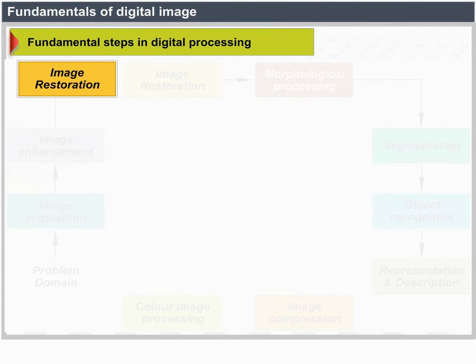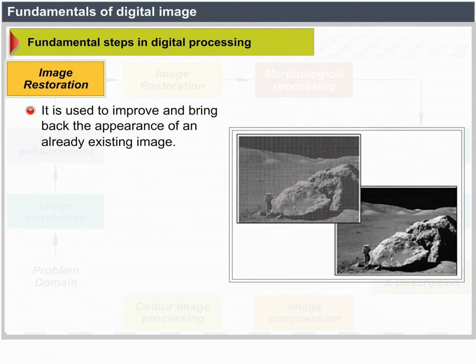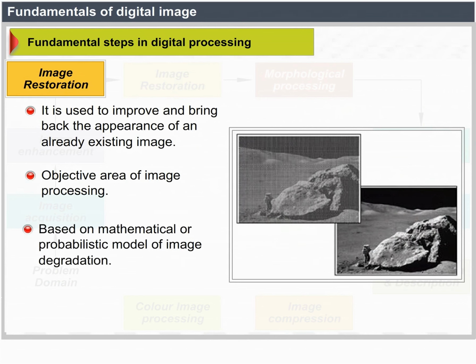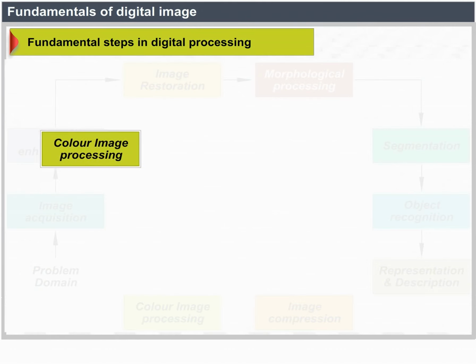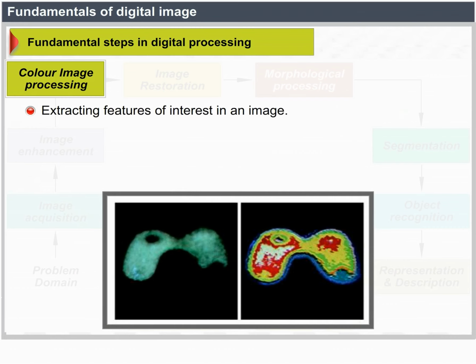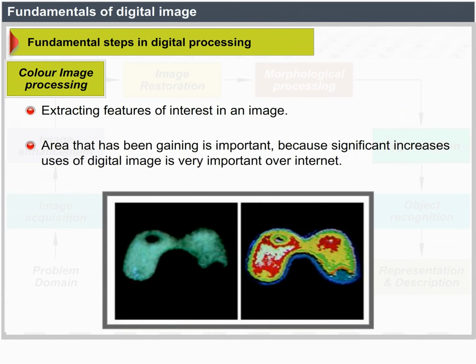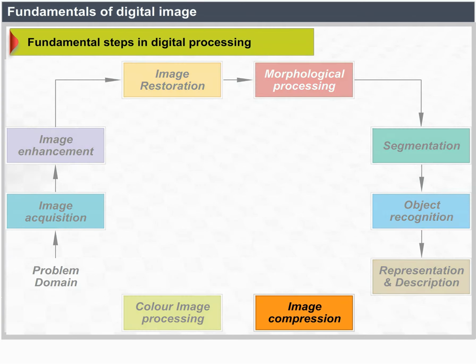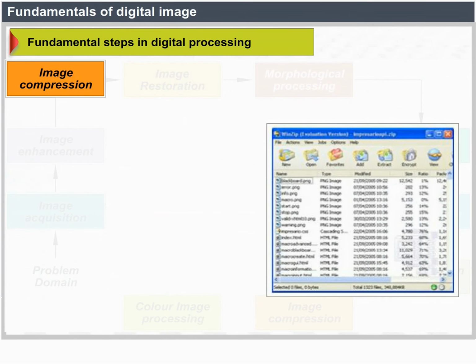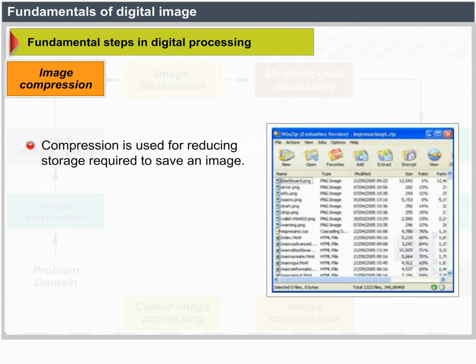Image restoration. It is used to improve appearance of an image. This is the objective area of image processing. This is based on a mathematical or probabilistic model of image degradation. Color image processing. This area has been gaining in importance because of the significantly increased use of digital images over the Internet. Compression. Compression is used to reduce the storage required to save an image and the bandwidth required to transmit it.